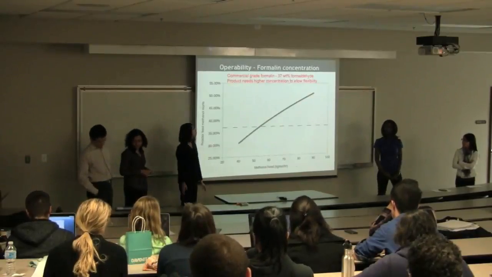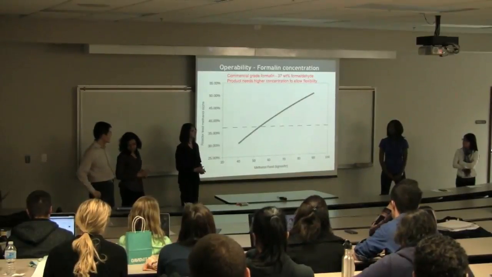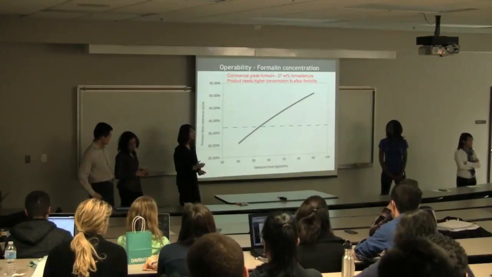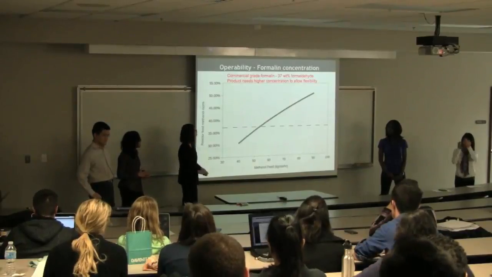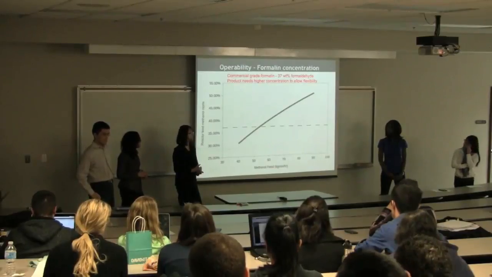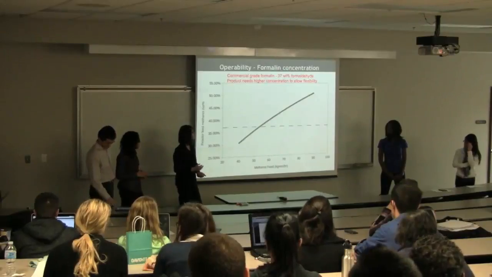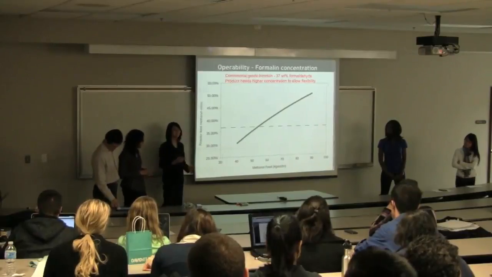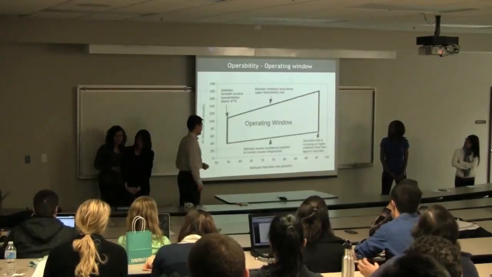Another thing we observe is that typically, the formaldehyde solution in the market has 37% formaldehyde. So, in order to have a downstream dilution process, we have to achieve a higher concentration of formaldehyde in our product. That requires a minimum flow rate of methanol at 54 mol. So this will be our operating window for the base case we have simulated.